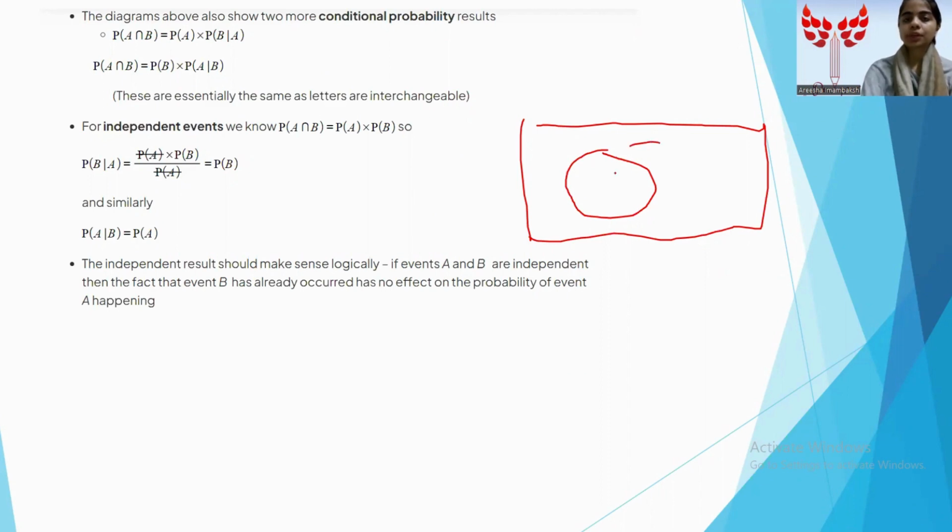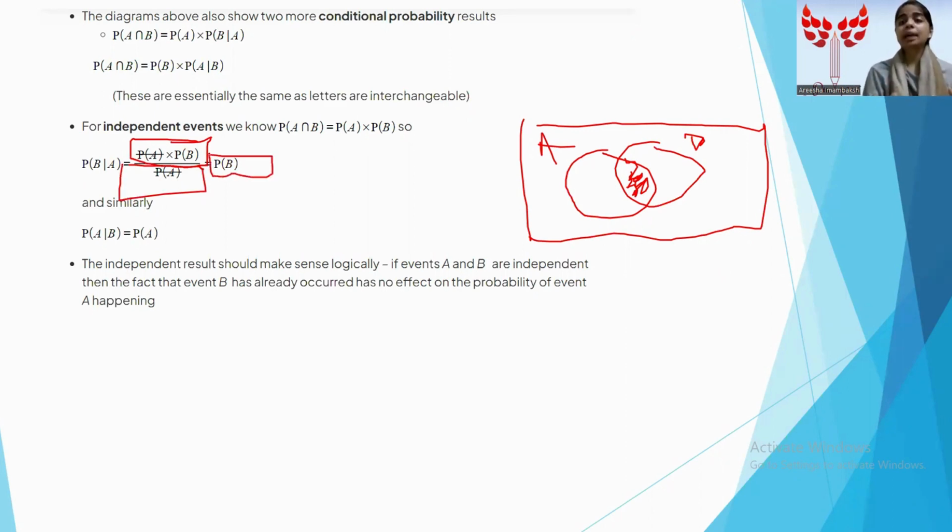So for probability A, B, this intersection part will be probability of A into probability of B. Now, probability of B given that A is probability of A into probability of B, upon the probability of A. That gives you probability of B. What does that mean? These events are not depending on each other.